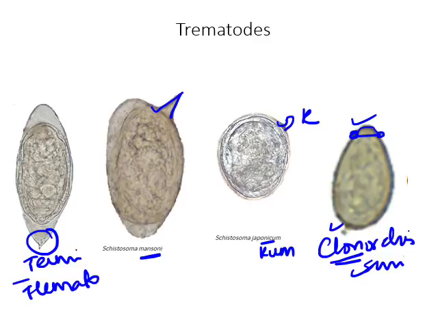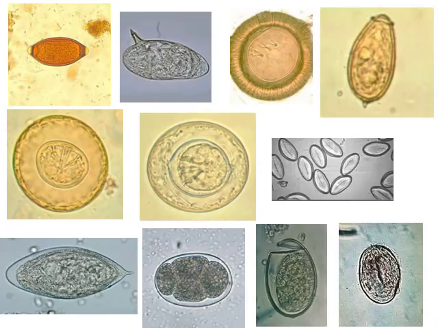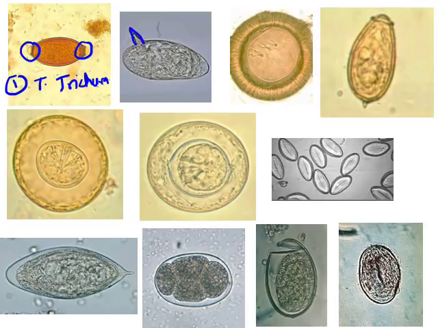So again, since this is a very important topic, we will just go through a random quiz of egg identification. This first egg that we see here has bipolar plugs. So this will be Trichuris trichiura. What egg is this? This is a lateral spine. Spine is mansoni. So this is Schistosoma mansoni. Which egg is this? This egg has linear striations.